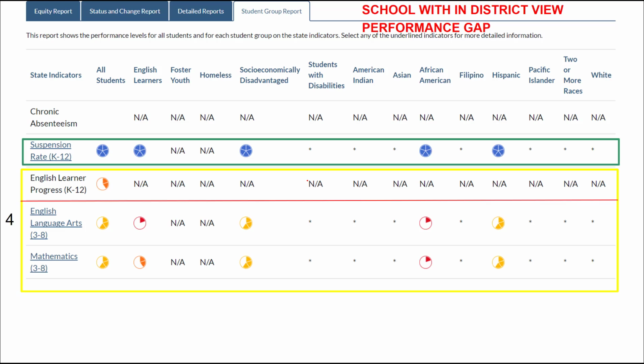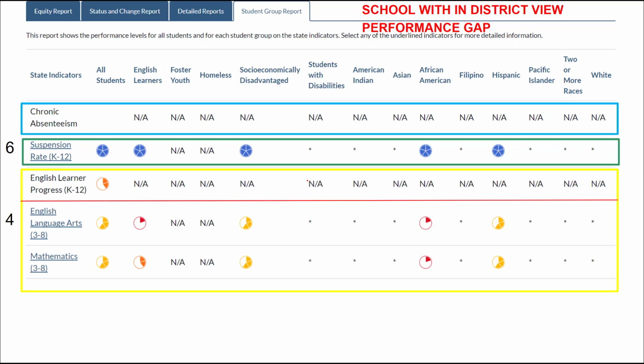Again, suspension rate is awesome. And then in terms of the academic indicator, you can probably see it right away. As you go across, we have a concern right here with English learners. We also have a concern with African American students in ELA, and then also here with math in terms of performance gaps. But again, this idea of greatest need, you would still want to be focusing on oranges too.